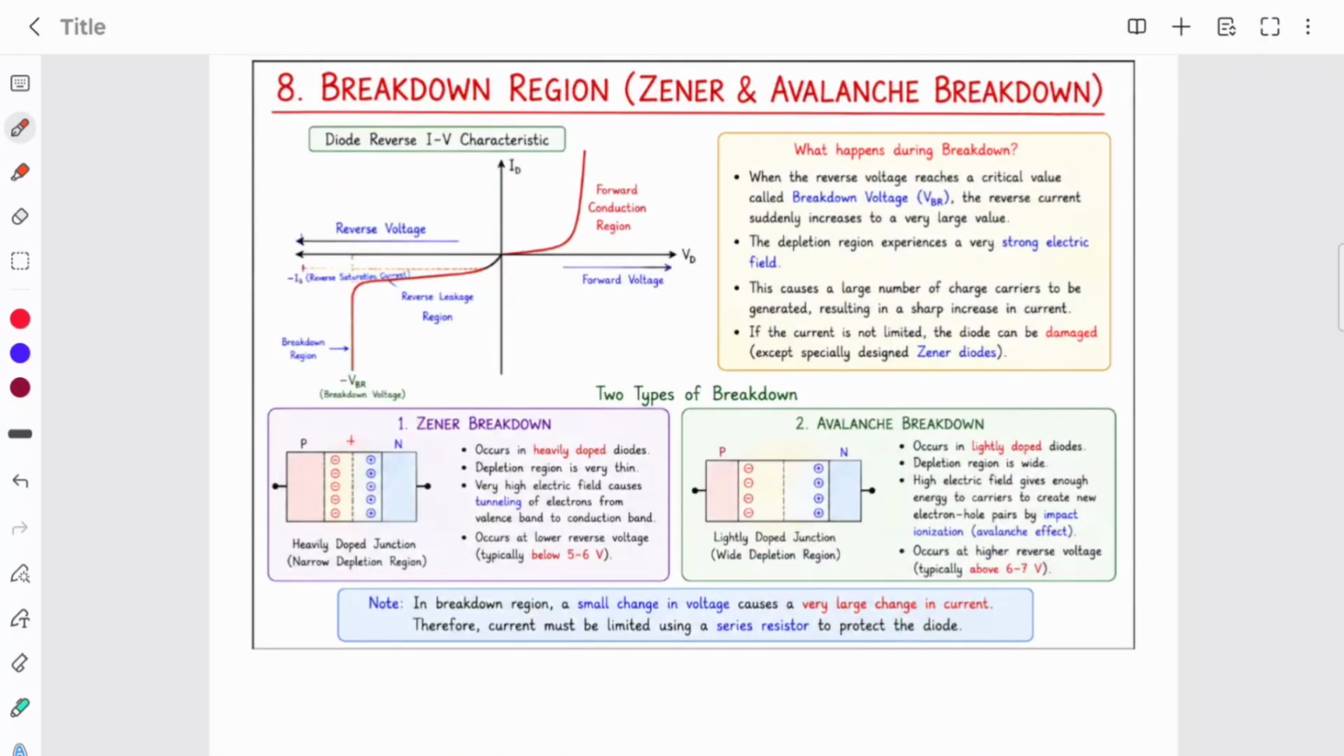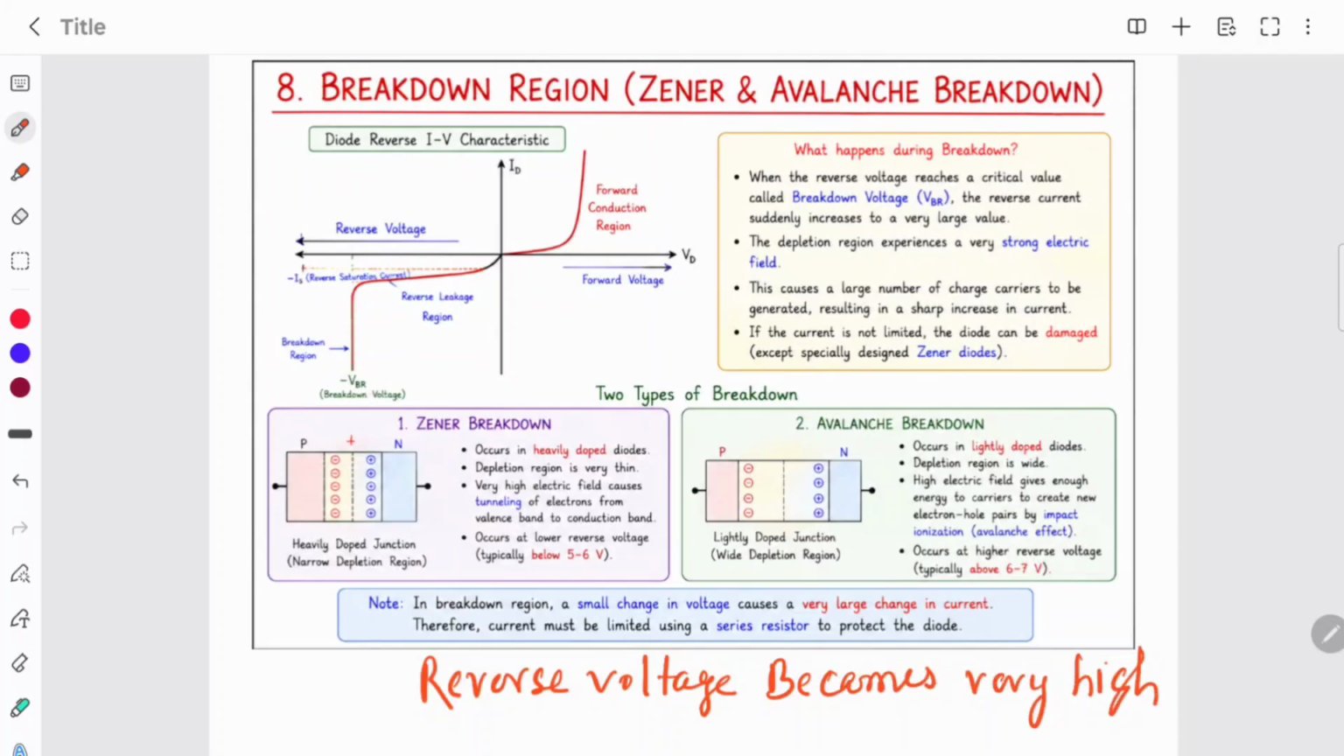Now we'll see what happens if the reverse voltage becomes very high. Imagine that we continue increasing the reverse voltage. What will happen at a particular voltage? The diode enters a region called the breakdown region. Reverse current will flow, and this region is called the breakdown region. The reverse current suddenly increases.